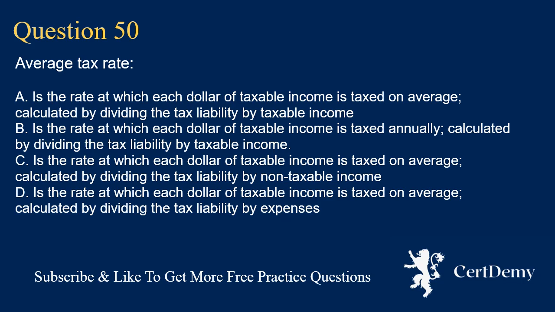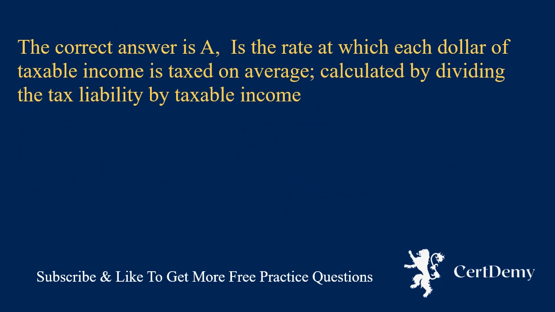Question 50. Average tax rate. A. Is the rate at which each dollar of taxable income is taxed on average, calculated by dividing the tax liability by taxable income. B. Is the rate at which each dollar of taxable income is taxed annually, calculated by dividing the tax liability by taxable income. C. Is the rate at which each dollar of taxable income is taxed on average, calculated by dividing the tax liability by non-taxable income. D. Is the rate at which each dollar of taxable income is taxed on average, calculated by dividing the tax liability by expenses. The correct answer is A. Is the rate at which each dollar of taxable income is taxed on average, calculated by dividing the tax liability by taxable income.